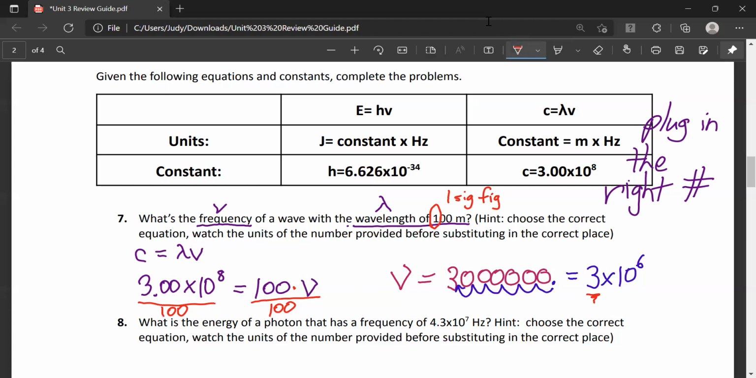Now the unit is going to be hertz or 1 over s. If you get either one of those units, you are correct. So try out the rest of the questions on your own. Pause the video, and I will reveal the answers once you guys are ready to move on.